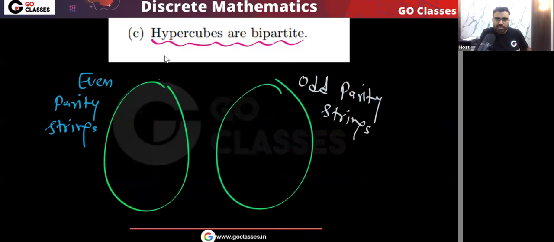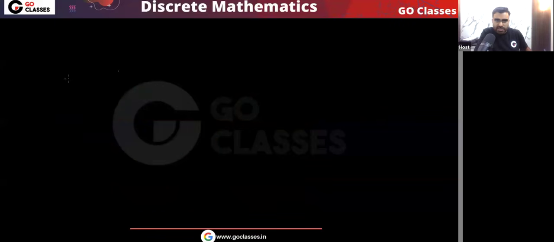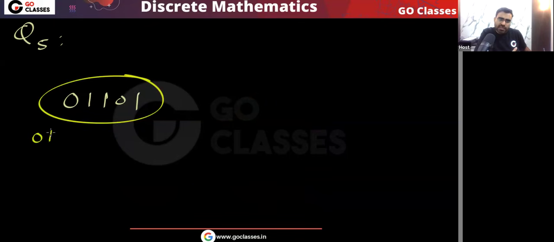So please tell me, did you understand that hypercube graphs are bipartite? Because I can create a bipartition of the vertices such that in one part I put even parity strings, and in another part I put odd parity strings. You can easily see that these strings are non-adjacent, and these strings are non-adjacent. The reason is very simple, because take any string. For example, let's take Q5. In this Q5, if you take any string like 0, 1, 1, now you can see this is an odd parity string.